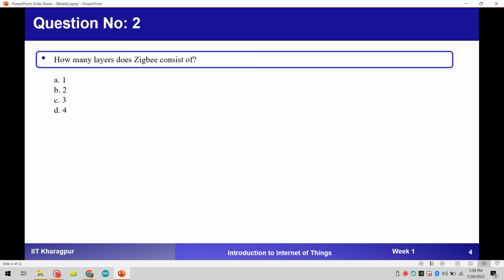The last layer is the application layer. The application layer defines various addressing objects, including profile, clusters, and endpoints. Therefore, the correct answer for this question is 4. Zigbee consists of 4 layers.